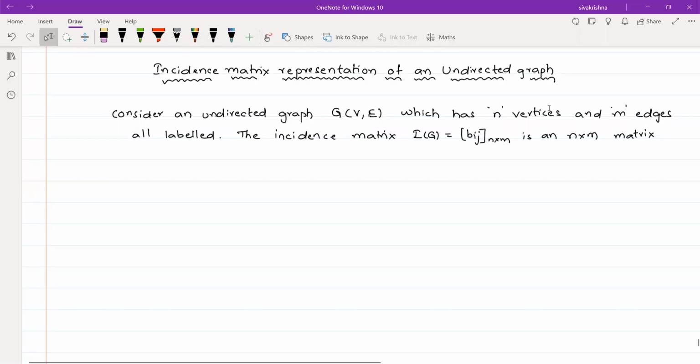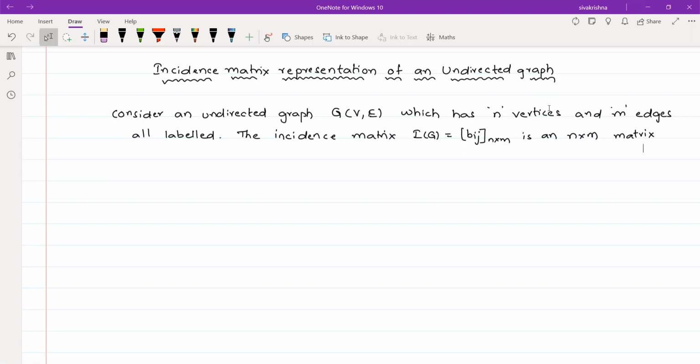Hello students, today I am going to discuss the topic incidence matrix representation of an undirected graph. So we have already discussed the adjacency matrix representation of both directed as well as undirected graphs. Here we have to consider an undirected graph. Coming to the definition, consider an undirected graph which has n vertices and m edges, all labeled.